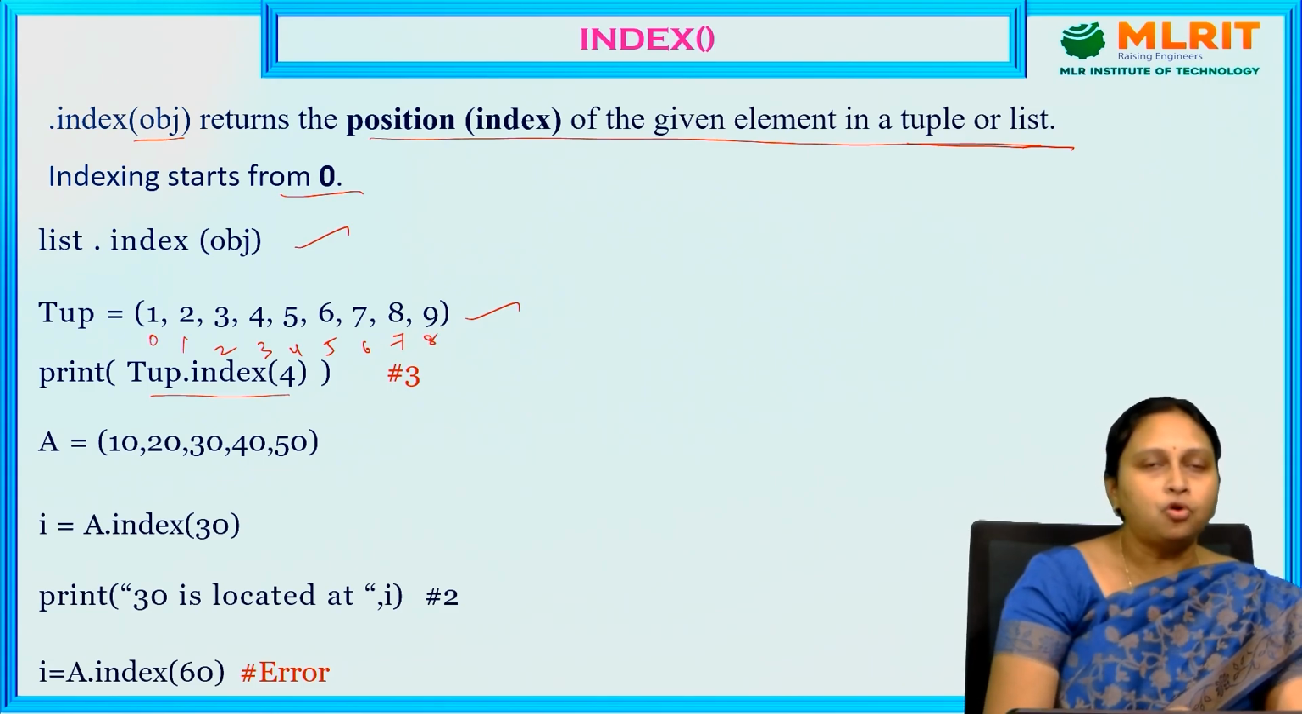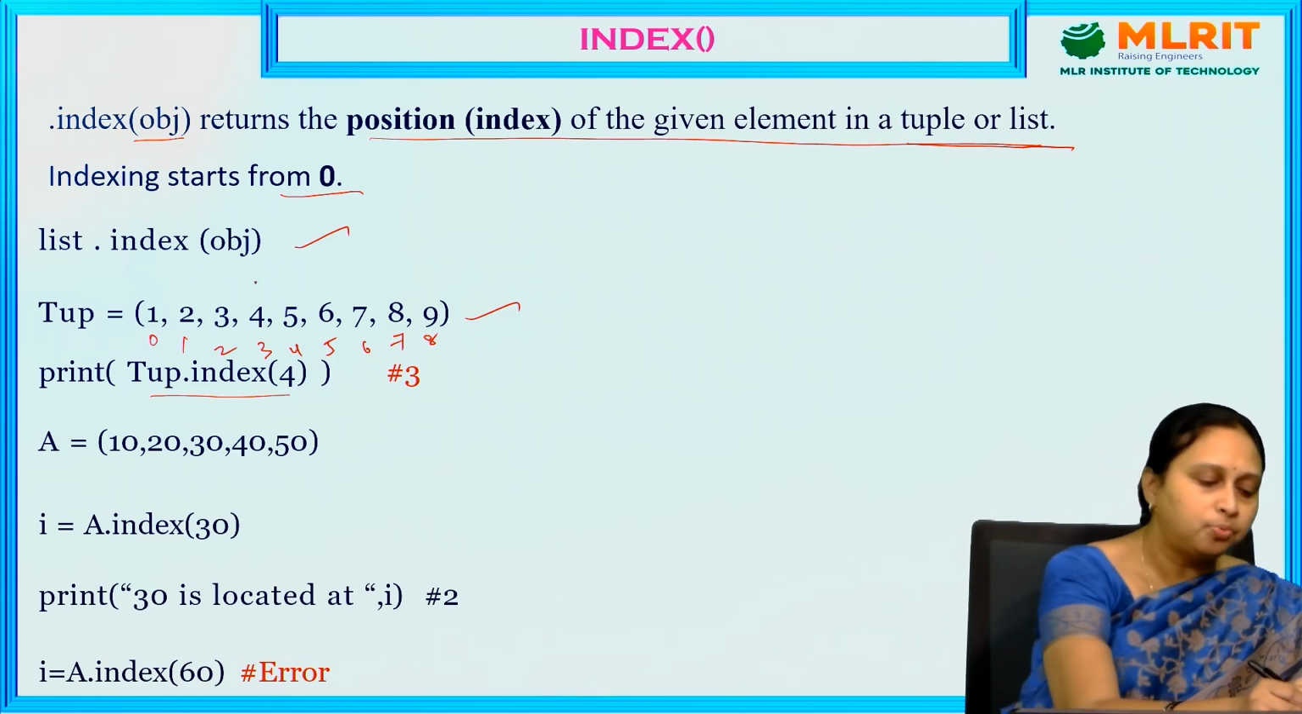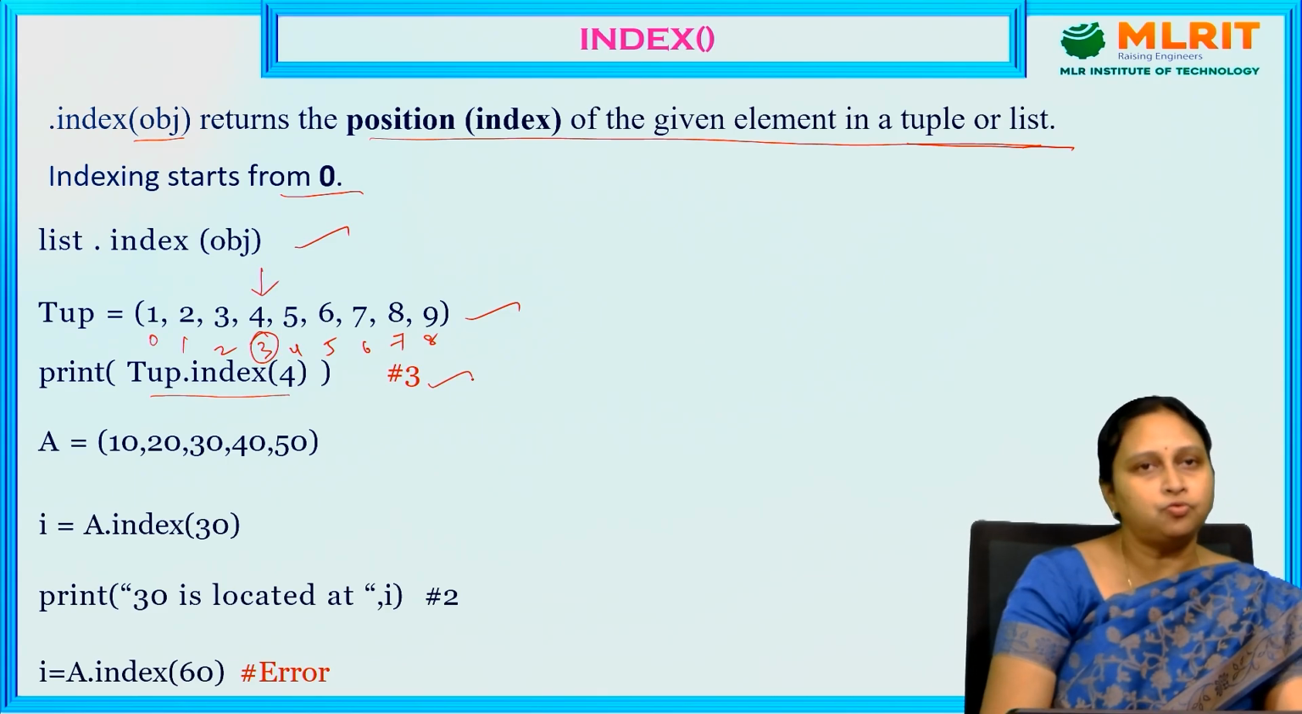Now, 4 is present at which index? That one it is going to print. 4 is present at which index? At 3. That's why it is going to print the value 3.